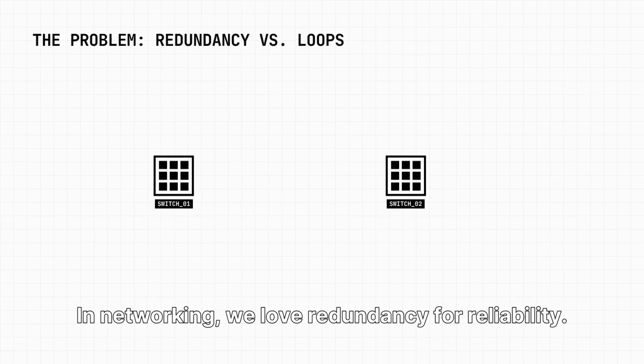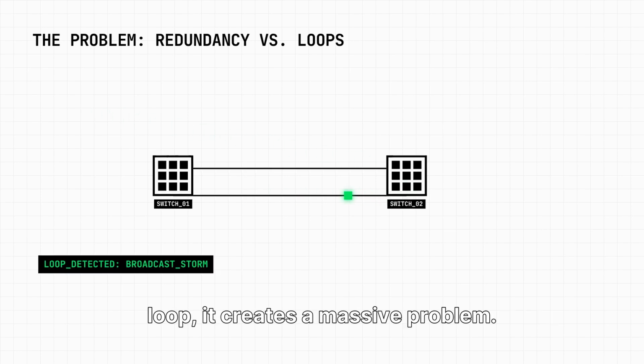In networking, we love redundancy for reliability, but when we connect switches in a loop, it creates a massive problem. Without a way to stop it, broadcast frames will loop forever. This leads to what we call a broadcast storm, which can bring everything to a halt. These loops also cause unstable MAC tables and duplicate frames, making the network completely unreliable.